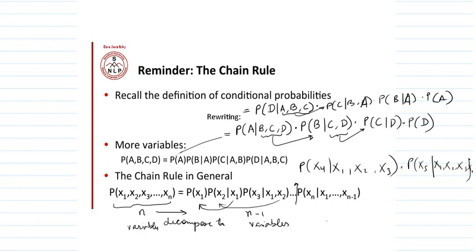Now you see the order here is different. P of A is present here also, B given A is present here also. So order is different. So there are two ways in which you can remember how to apply the chain rule. One is this one and another is this one. So both will lead to the same decomposition.